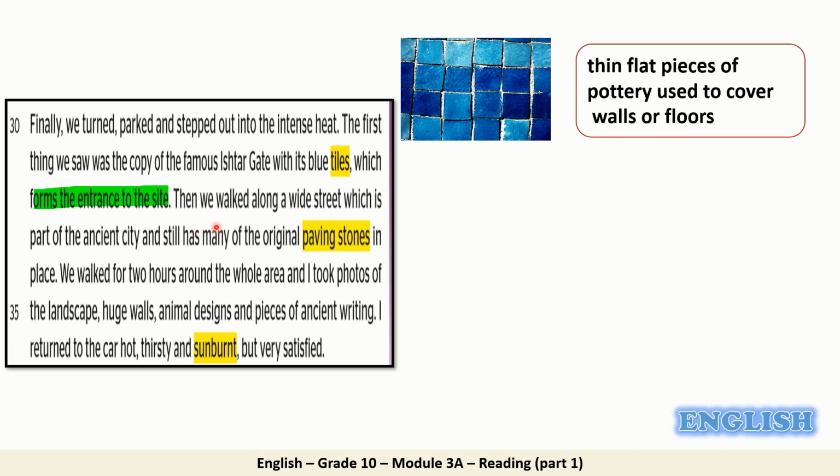Then we walked along a wide street which is part of the ancient city and still has many of the original paving stones in place. Here the context that helps us to identify our meaning is that it's a wide street, it's original and a part of the ancient city.